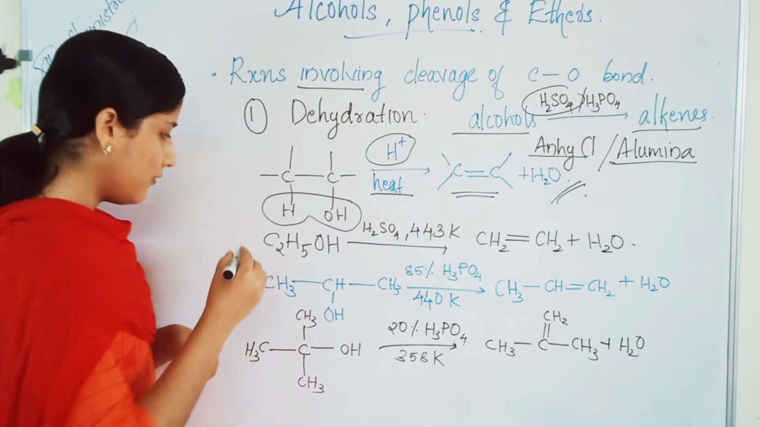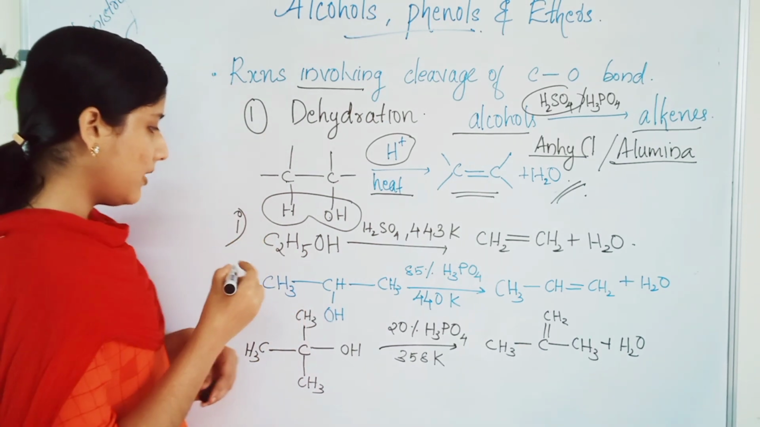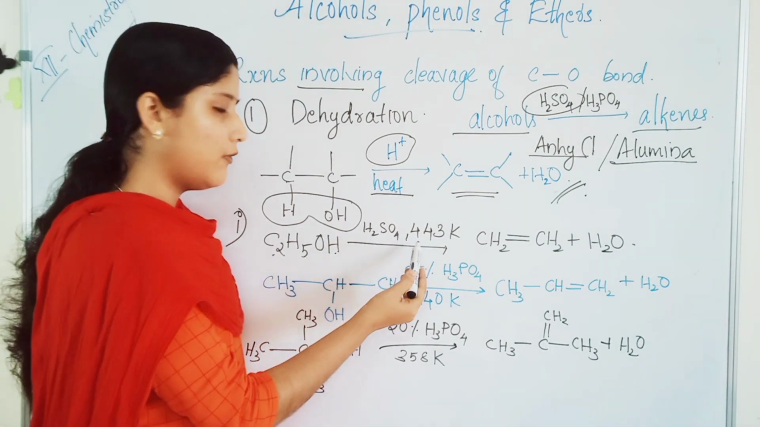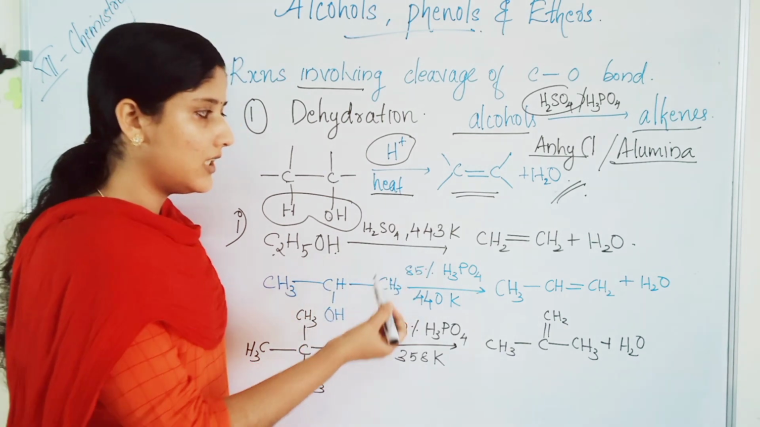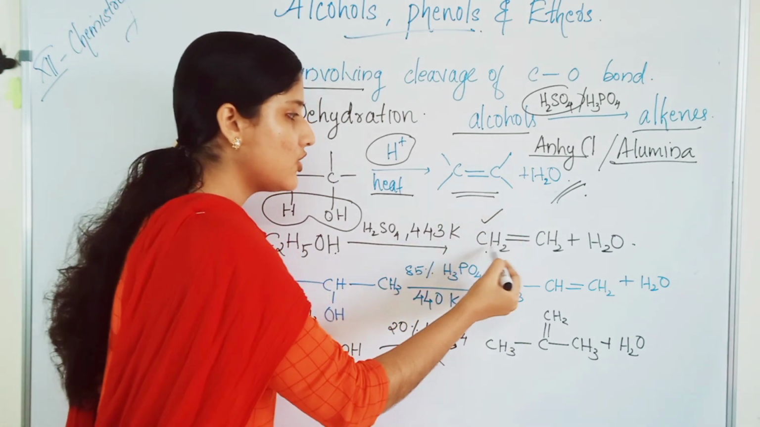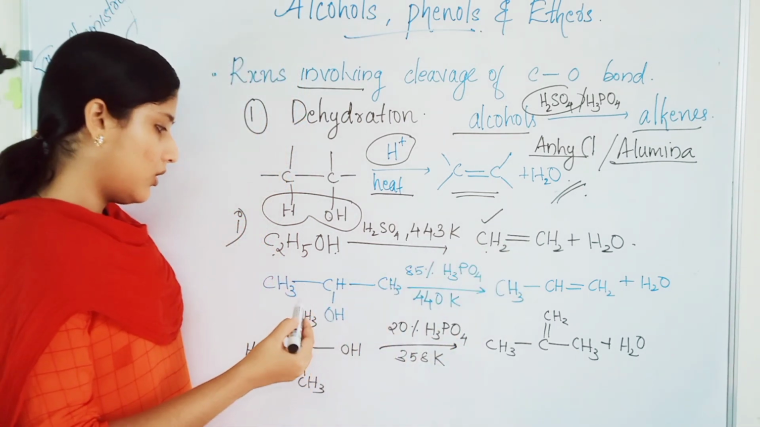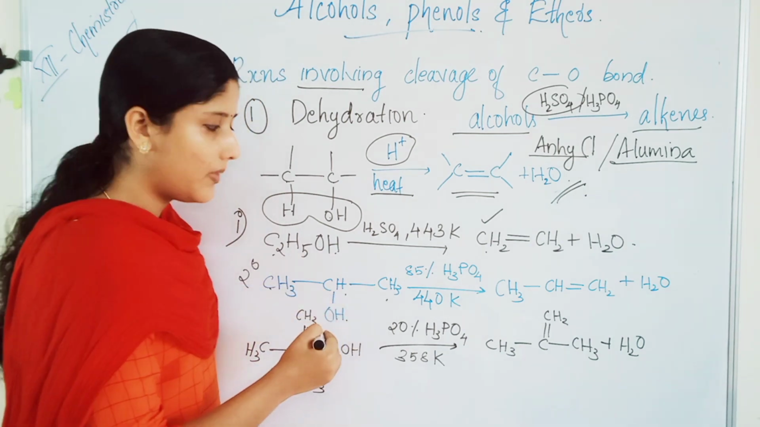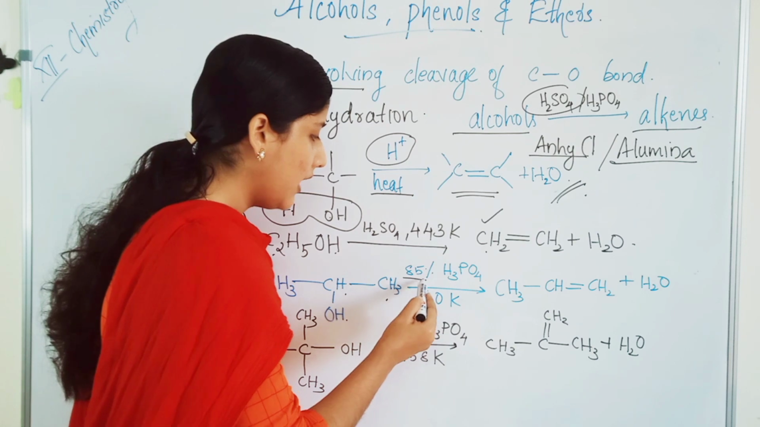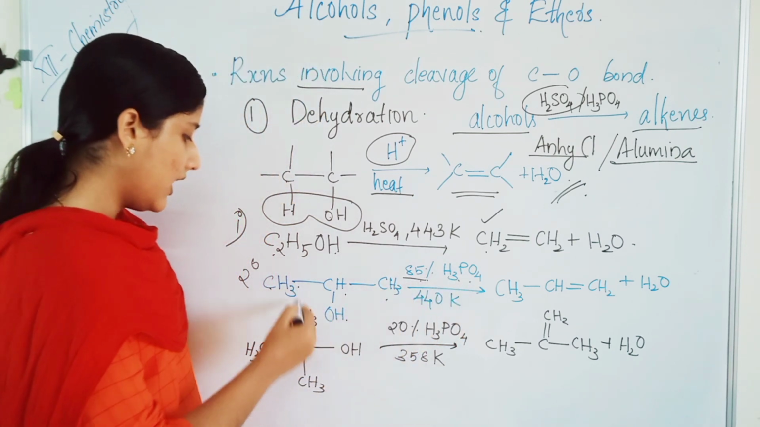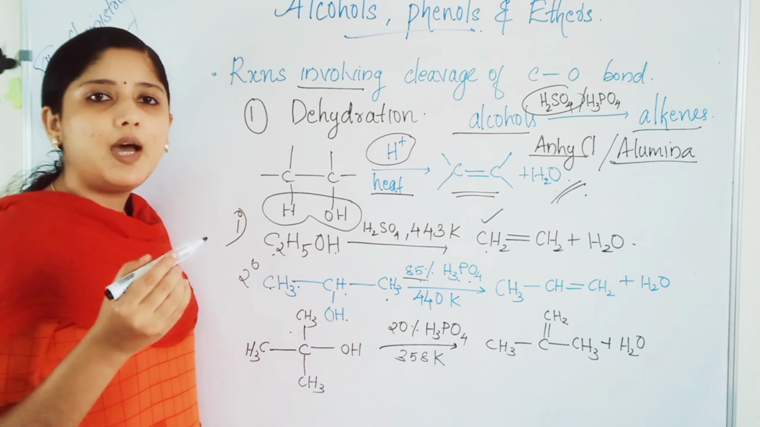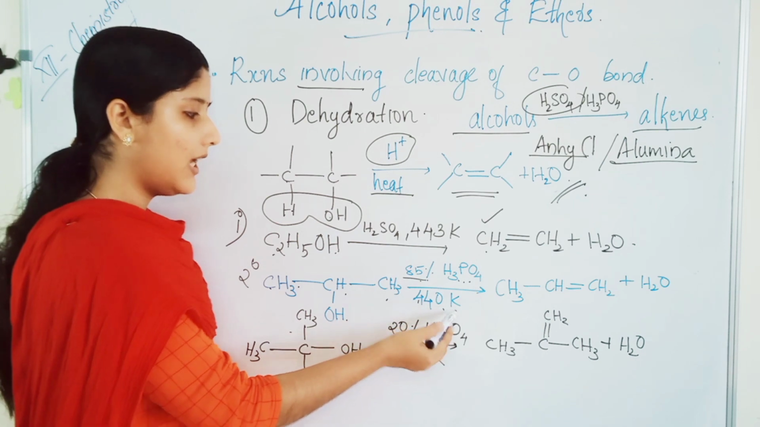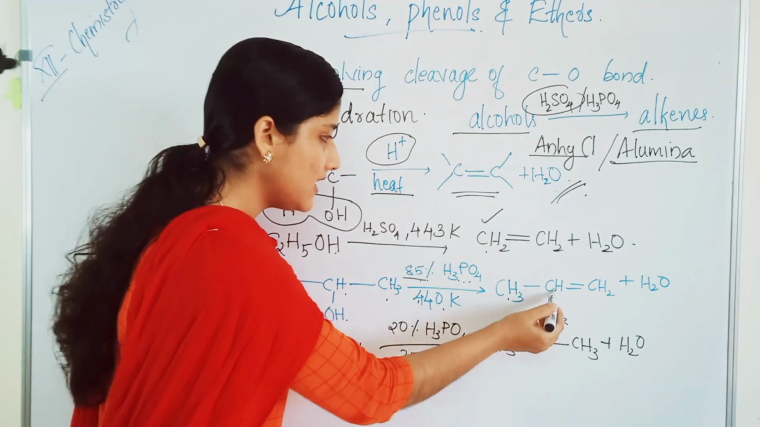Here, considering first the primary alcohol, C2H5OH, in the presence of H2SO4 at 443 Kelvin, if we heat it, we will get ethylene, CH2=CH2, plus H2O. Taking a secondary alcohol, CH3CHOHCH3, in the presence of 85% H3PO4. Secondary and tertiary alcohols need comparatively milder conditions. With 85% H3PO4 at 440 Kelvin, we will get CH3CH=CH2.